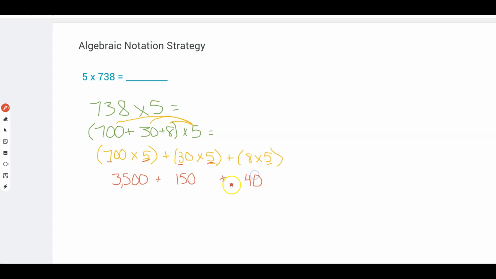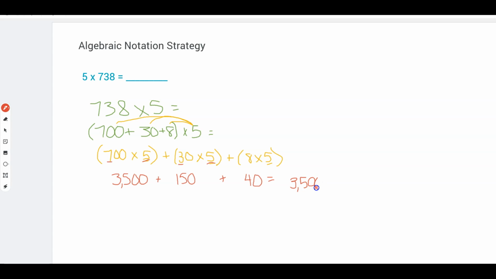Now, everything that I've written in red is actually what we call a partial product. It is part of my final product. So I need to add these to find my final product. Now, they've been written horizontally. However, I want to write this vertically because that's typically how we add numbers.